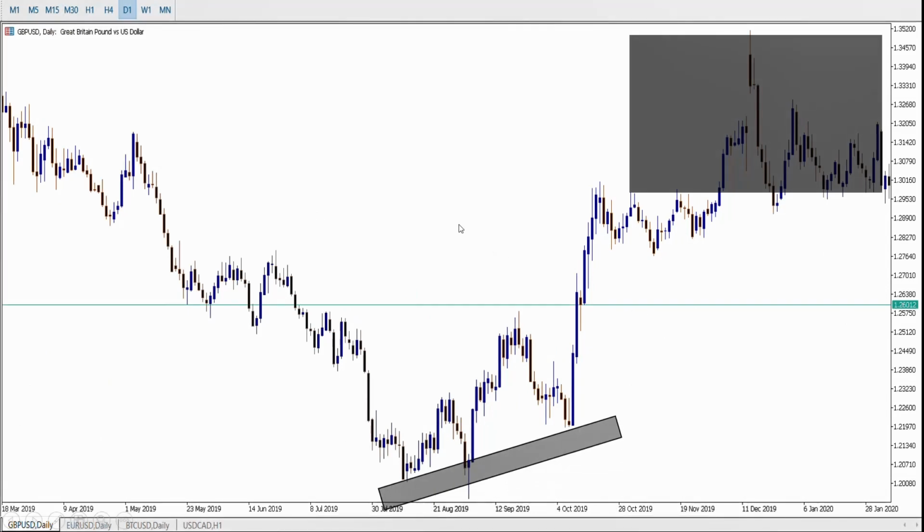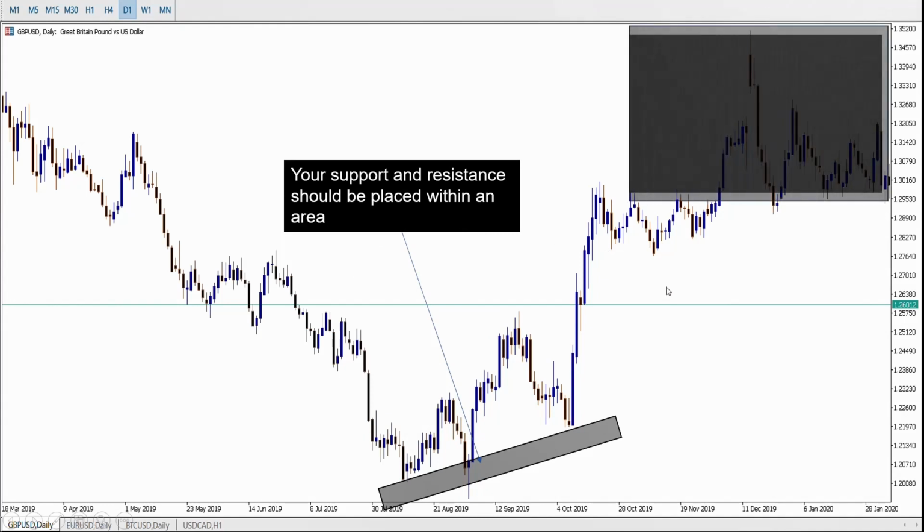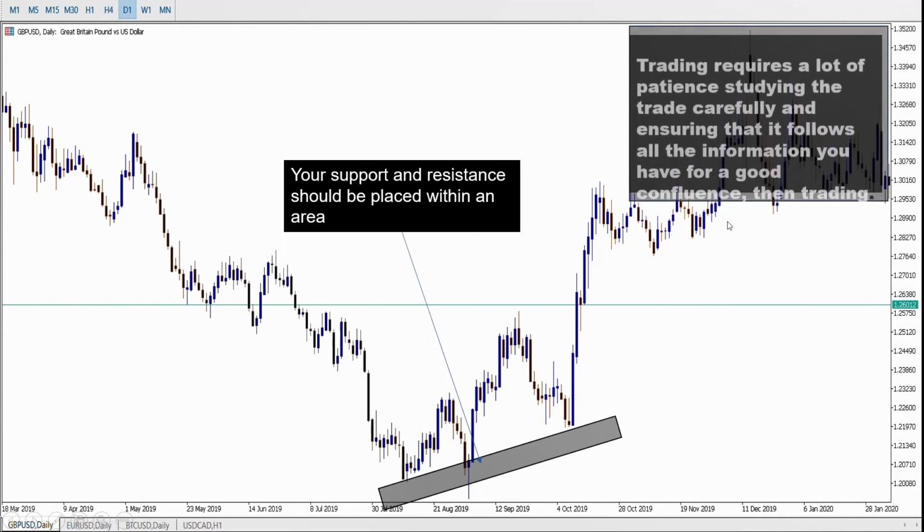Don't try to show how perfect you are in trading. Give some room in your trade to breathe. Your support and resistance should be placed within an area, not in a single line.